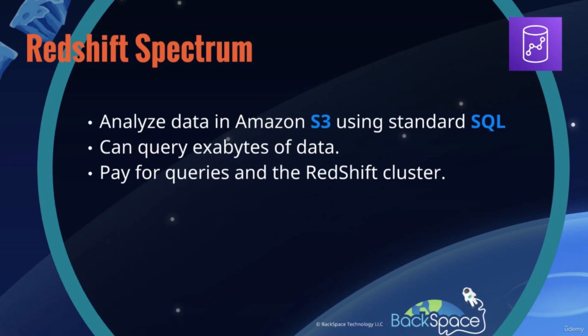Amazon Redshift Spectrum also allows you to analyze your data that's stored in Amazon S3 using standard SQL statements, but it's a little bit more powerful than Athena, and it can query exabytes of data. It's going to be more expensive because you're going to be not only paying for your queries, but you're also going to be paying for that Redshift cluster in order to run Redshift Spectrum. So it's really only suitable for very, very large amounts of data to get that return on investment.